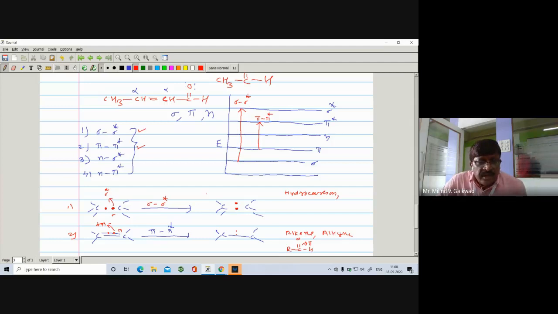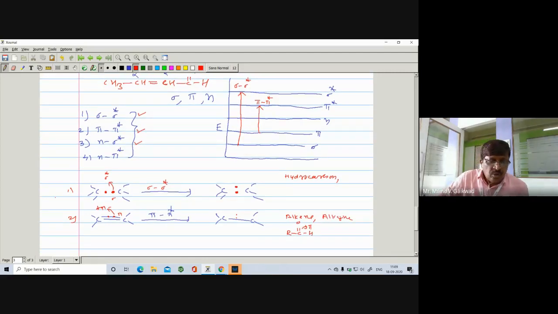Next one is n to sigma star, which involves non-bonded electrons. Generally, it contains a hetero element like oxygen. Oxygen contains a lone pair, right? So it undergoes n to sigma star transition. Let us see how it undergoes this transition.